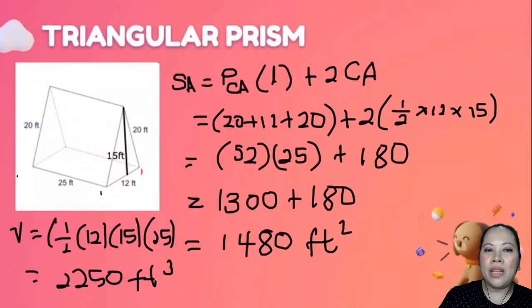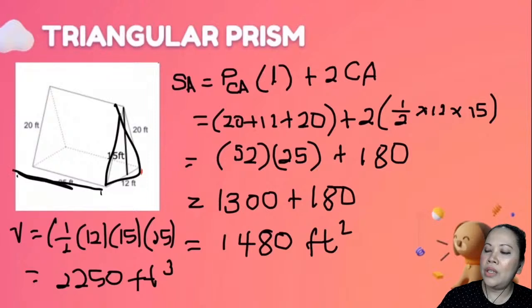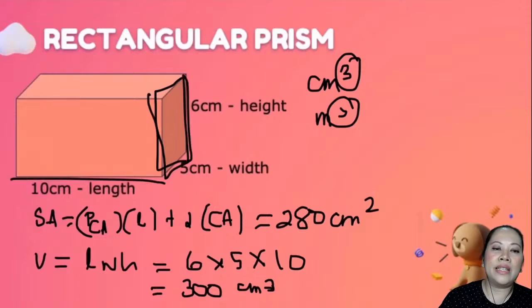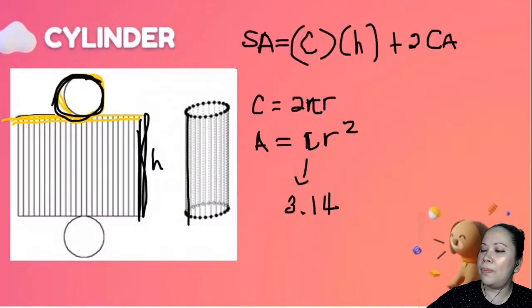The same thing for prisms. For a prism, it's always the cross-sectional area times the height. So whatever is the cross-sectional area or the base, you multiply it. If it is a rectangular prism, you find the area of this times the length. That's still the same. Okay, so that will be our volume.